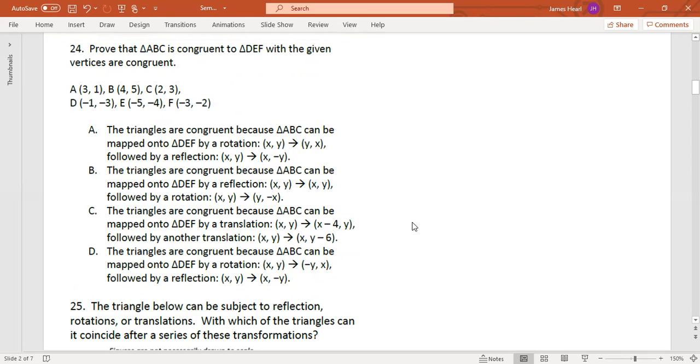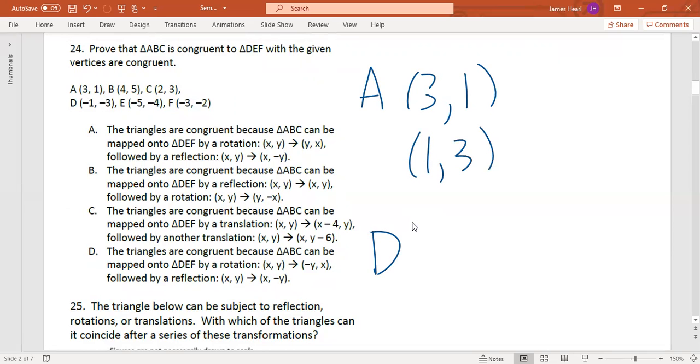So if we start testing them all, we basically just need to see which of these compositions in the list here matches up to our numbers. So first thing, we take x, y and turn it into y, x. So we're just going to do A going to D. So 3, 1. According to A's answer, we're going to flip the numbers. So that's now 1, 3. And then we're going to reflect it. So it's going to become 1, -3, which is not what point D is. So that doesn't work. According to B, we're going to do a reflection. So x, y stays x, y. That's not even a reflection, so that can't work.